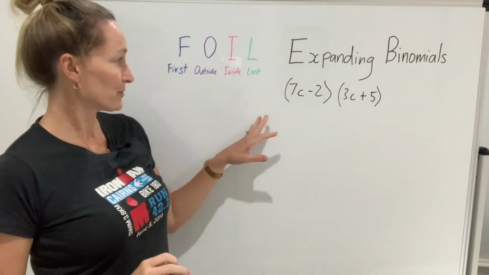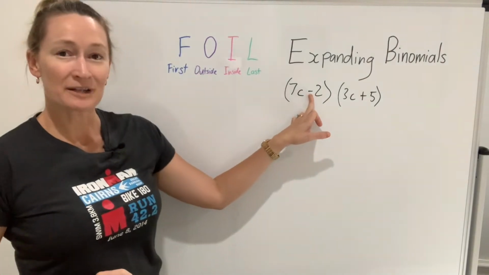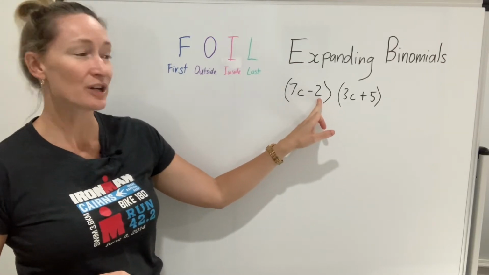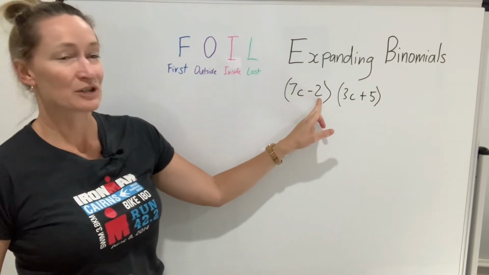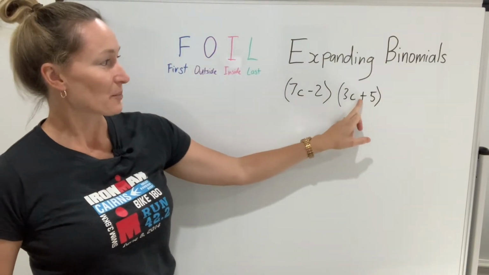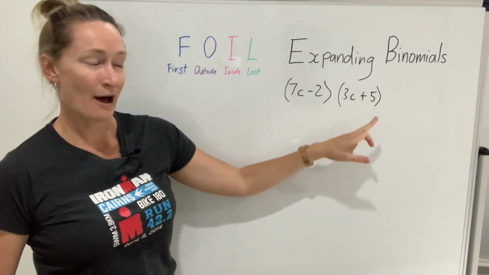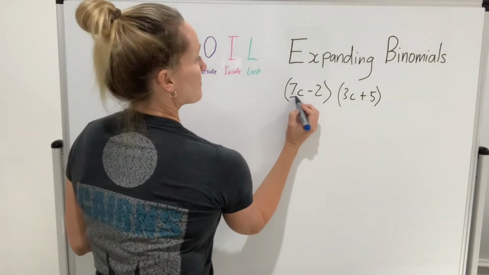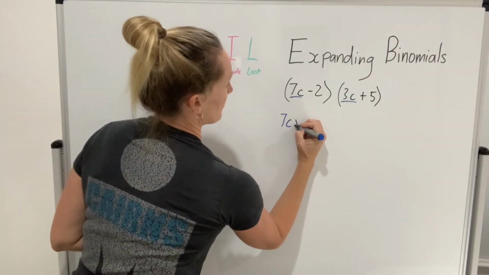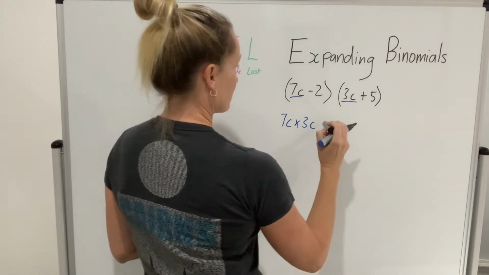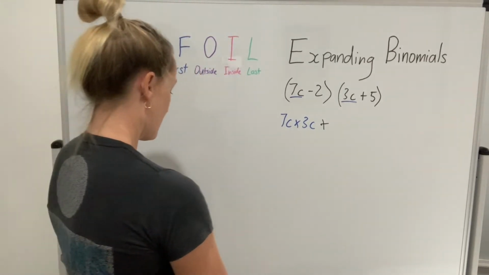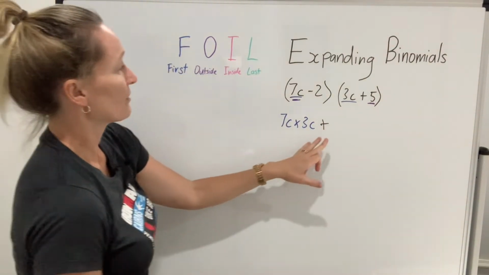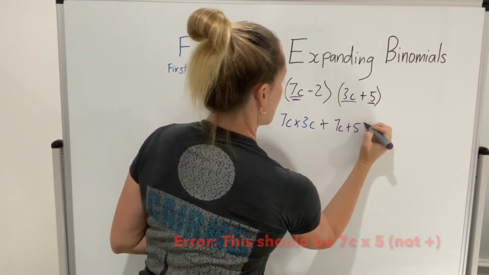Okay, so this example, notice we've got take away 2 here. So you'll have to be aware that this term here, the 2, we're going to treat as a negative 2, seeing it's take away 2. Here it's a plus 5, so we know that that's a positive 5. All right, so let's apply FOIL now. So first terms in the brackets, this, we'll do 7c multiplied by 3c plus the outside terms. So that's on the outside and that's on the outside.